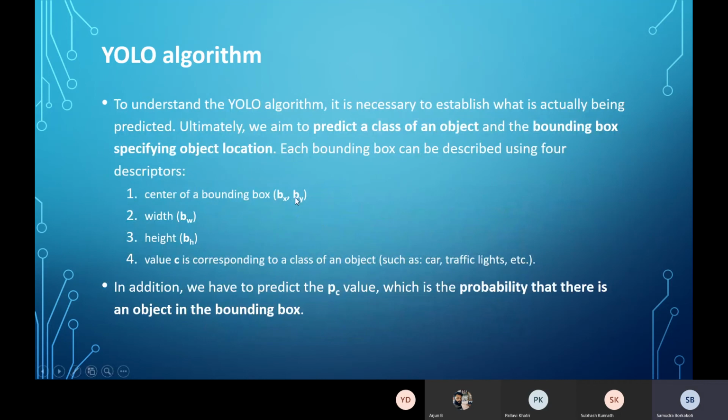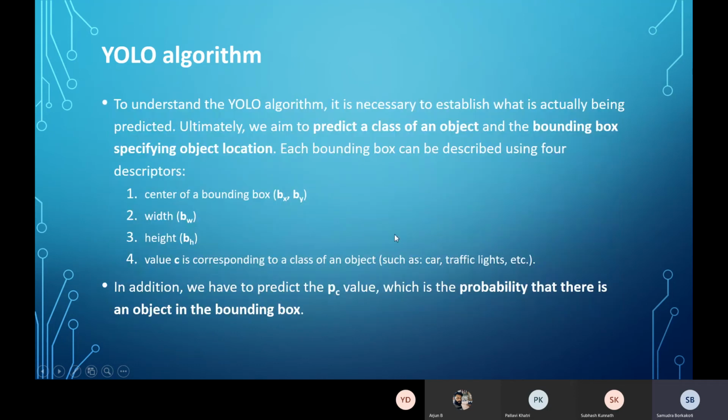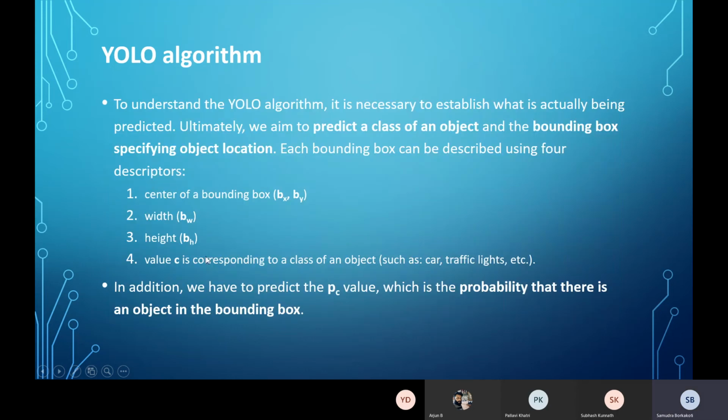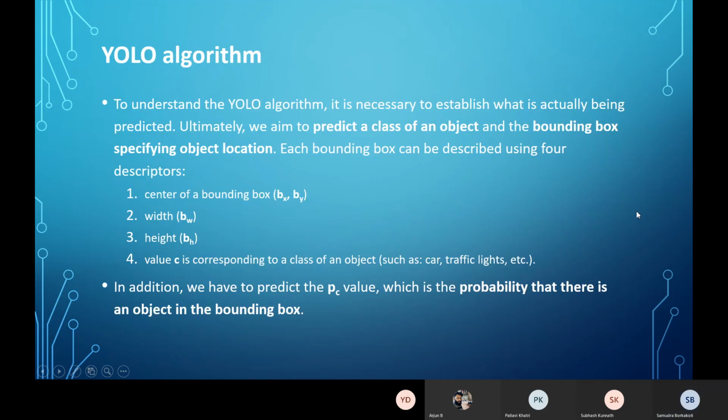In the calculation, there are a few things: the center of the bounding box that we saw, and the width and height of it. These are already predefined during calculation. These are the parameters that are used. And C corresponds to the class of the object, like whether it's a car, a van, a traffic light, a stop sign, a person, or stuff like that. And also the PC is used to predict the probability that there is an object or not. It's a 0-1 chance.